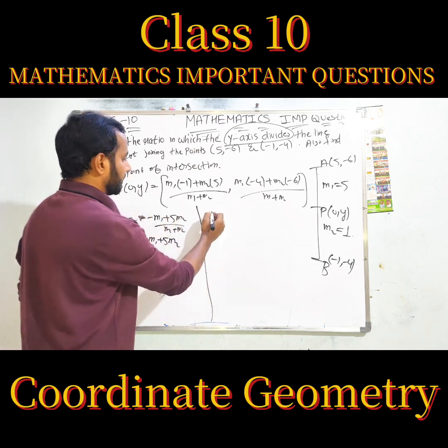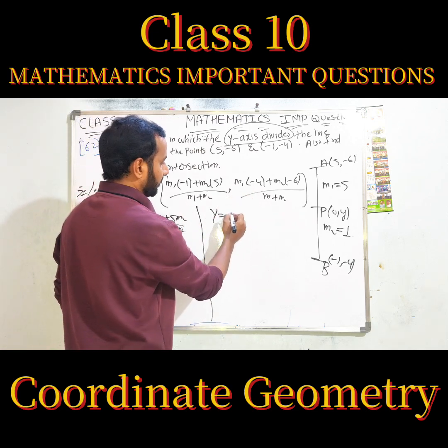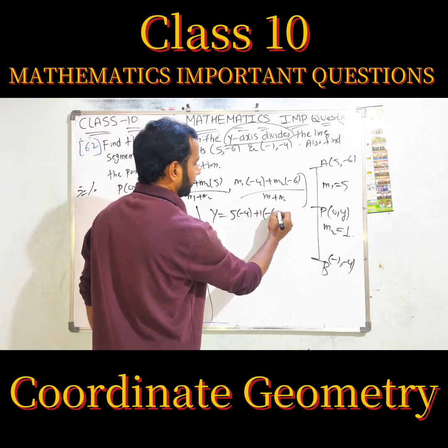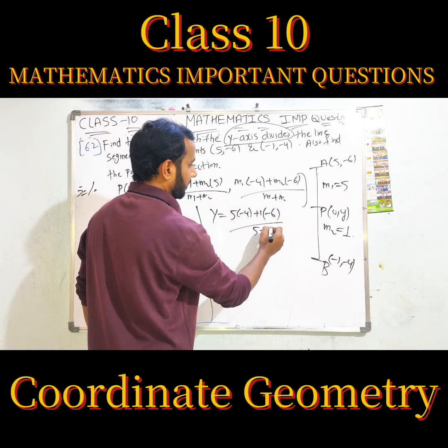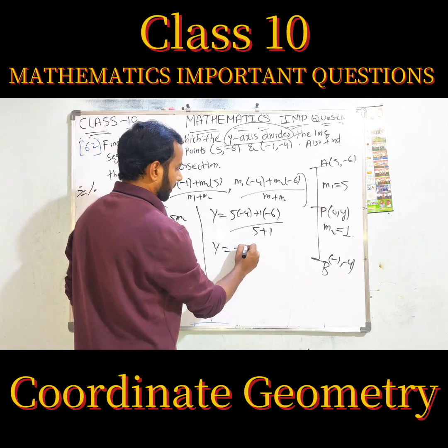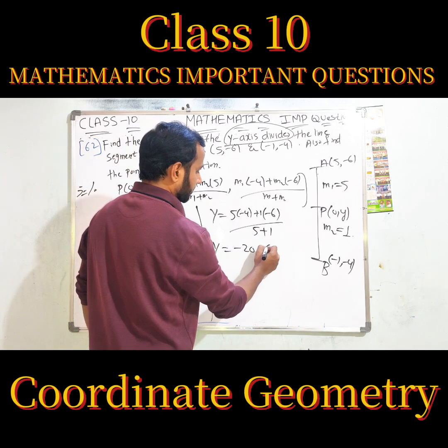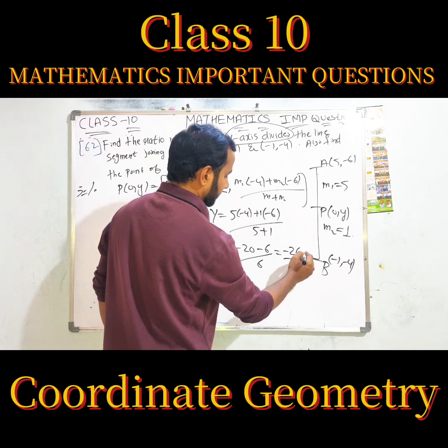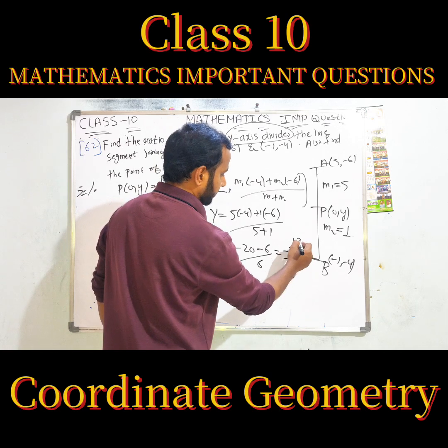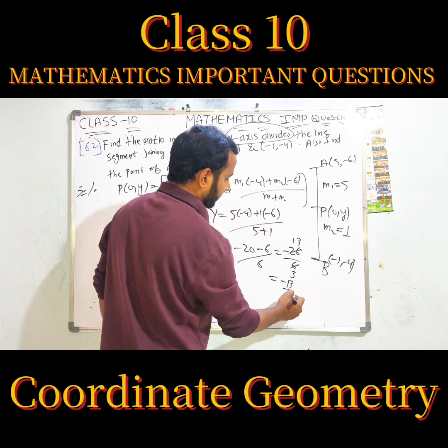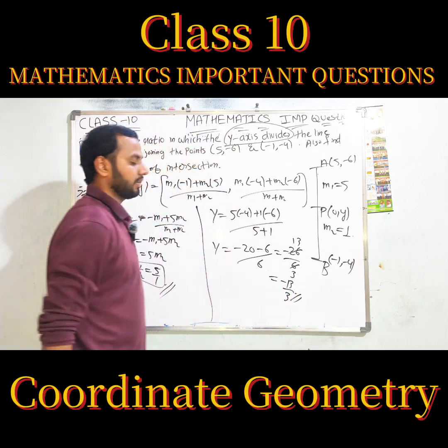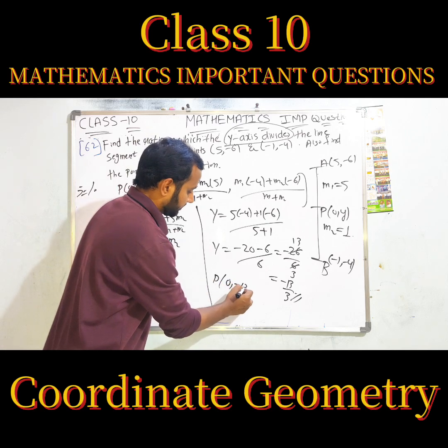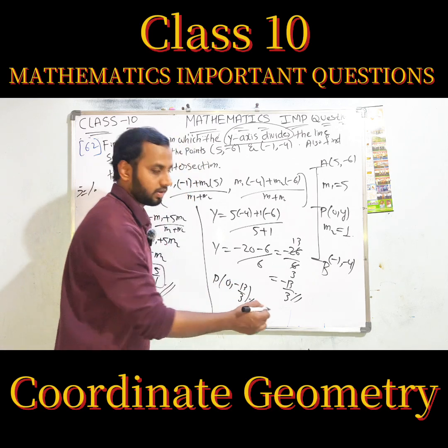To find the value of y, let us substitute. Y equal to 5 into minus 4, plus 1 into minus 6, divided by 5 plus 1. Y equal to minus 20 minus 6 divided by 6, minus 26 by 6, therefore minus 13 by 3. Therefore our point is (0, -13/3). Hence we got the point.